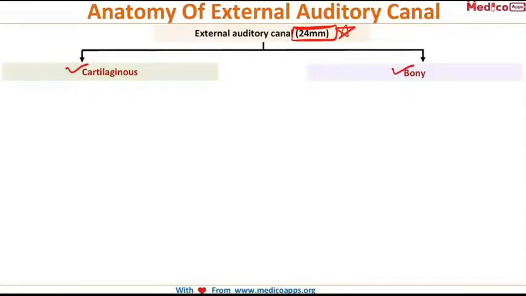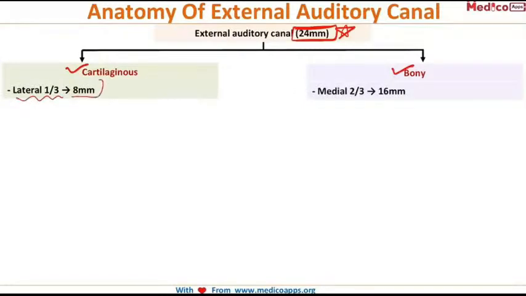We have just seen that. So the cartilaginous part constitutes the lateral 1/3 and measures about 8 millimeters, whereas the bony part, we know that it makes up the medial 2/3 and forms about 16 millimeters of the external auditory canal.